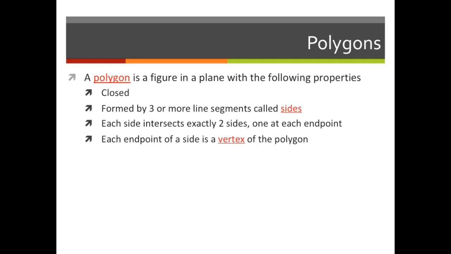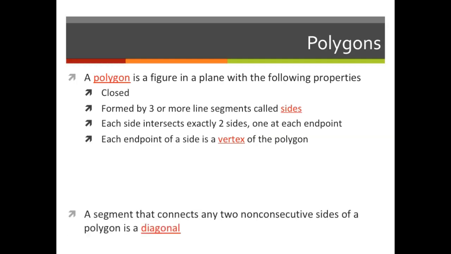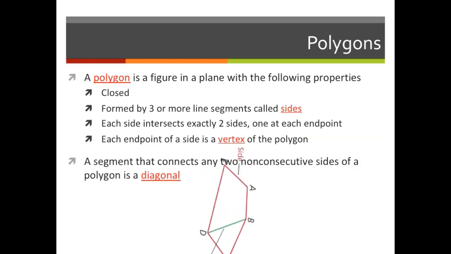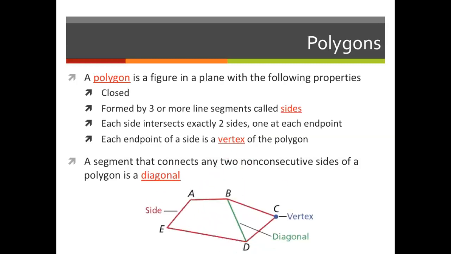Now, a segment that connects any 2 non-consecutive sides, so in other words, 2 sides that aren't next to each other, is what we call a diagonal. Here's an example. So we have a polygon, we would call this polygon ABCDE, and we see here AE is a side, we see C is a vertex, and we see connecting B and D, that green line is not part of the polygon, but by drawing that line, you've created a diagonal.